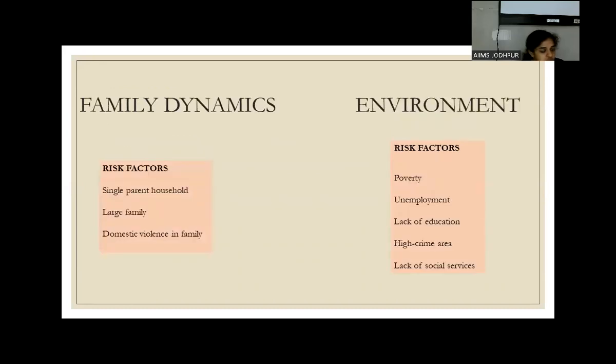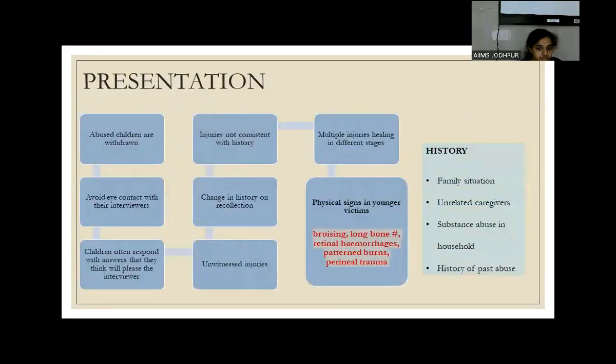The family dynamics may include growing up in a single parent household or a large family, or any history of domestic violence in the family. The environment may be poverty stricken. There may be unemployment, lack of education, a high crime area, and lack of accessibility to medical facilities or social services for the child.